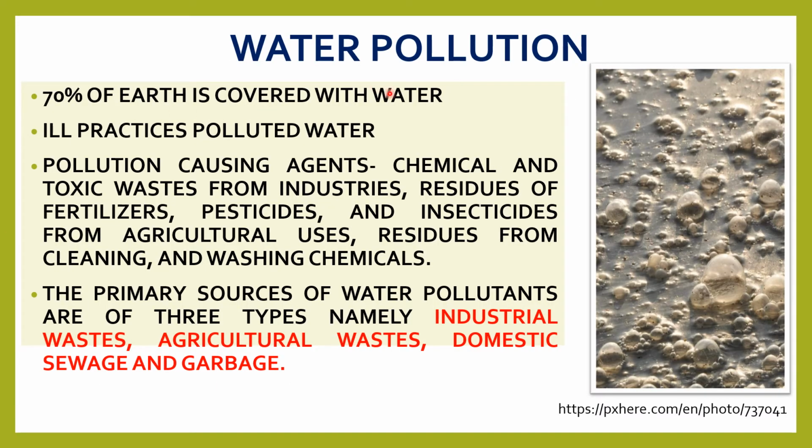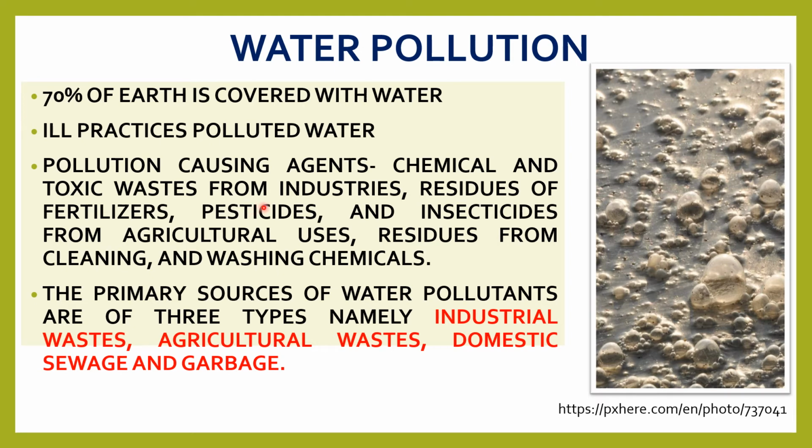The second one is water pollution. We all know that 70% of the earth is covered with water, and what is causing water pollution is the ill practices, the wrong practices that man does. And pollution causing agents come from this. These include the chemicals, all the toxic waste of the industries, and even the agricultural residues like fertilizers, pesticides, insecticides that they use in excess, and the residues from household cleaning, even washing using chemicals. All these things contribute to water pollution.